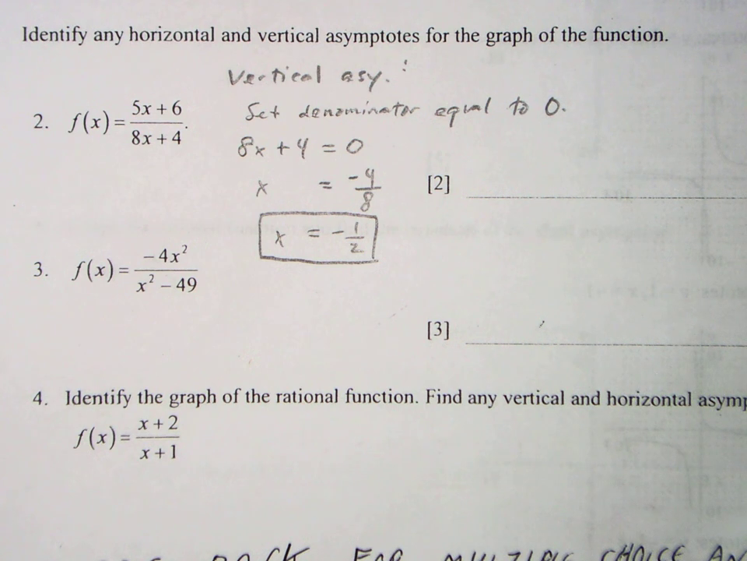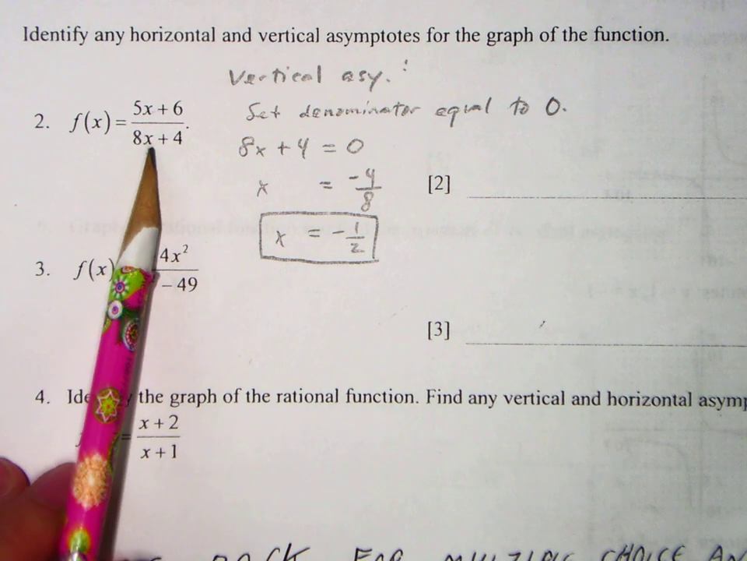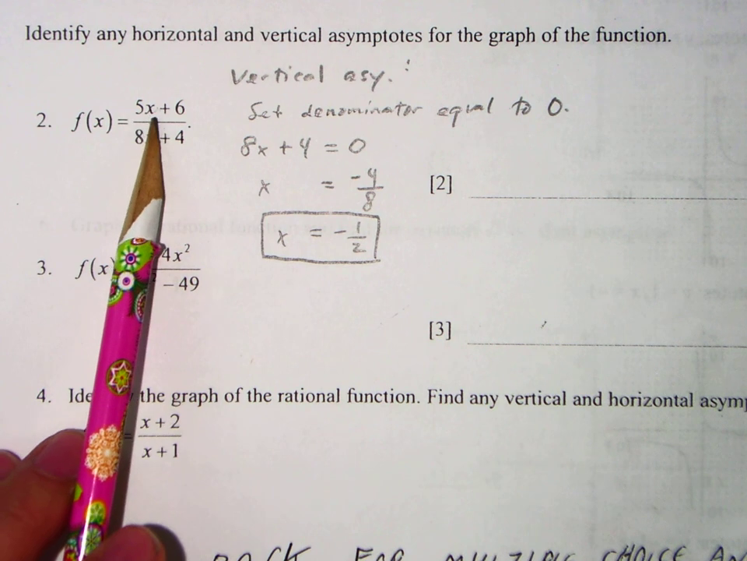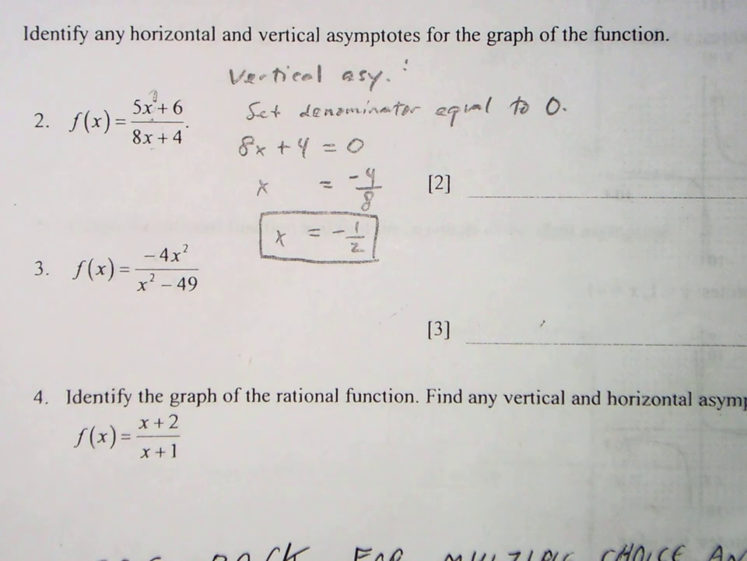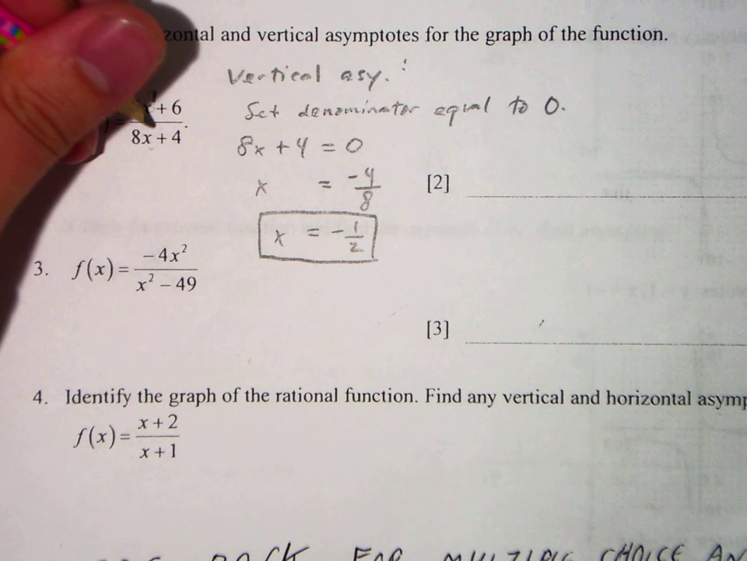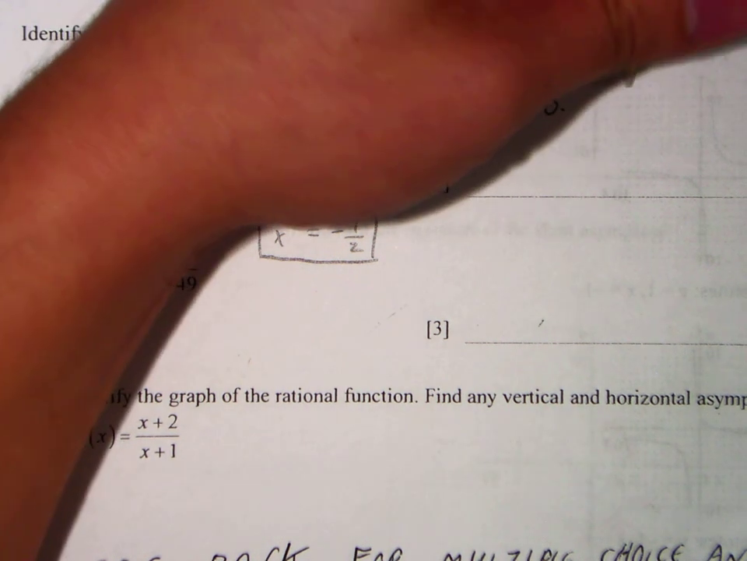Okay, to find a horizontal asymptote now, what we're going to do is look at the degrees of the numerator and the denominator. The degree again is looking at the exponent of the highest term in each of the numerator and the denominator. The exponent here for this problem is 1, since there is no exponent. And what about the denominator? That's also 1.